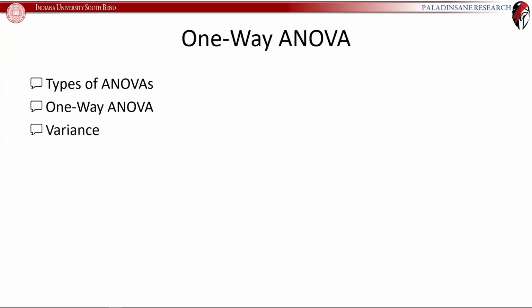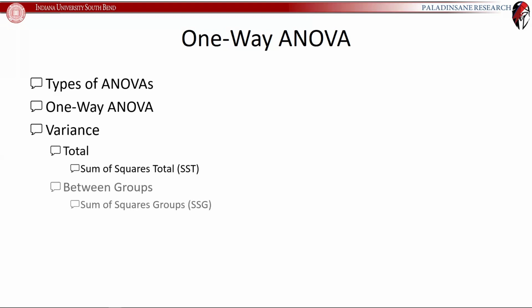Then we're going to take a look at the one-way ANOVA, which is one of those particular situations. We're going to talk a little bit about variance, which is the foundation upon which ANOVAs are built. ANOVA literally stands for analysis of variance. So we'll talk about the variance that is getting analyzed, specifically the total variance and the between groups variance, and then also the within groups variance.